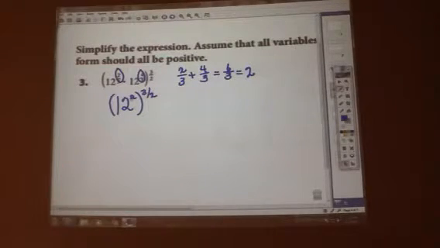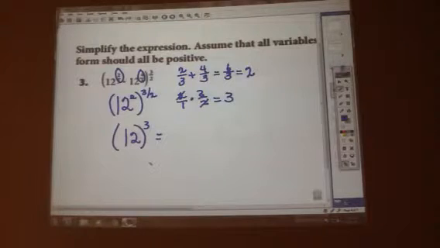Now I have a power to a power. So a power to a power, I multiply. So really that's 2/1 times 3/2, which is just 3. So actually this says 12 cubed. And then you just put that in your calculator, 12 cubed, and you get 1,728.